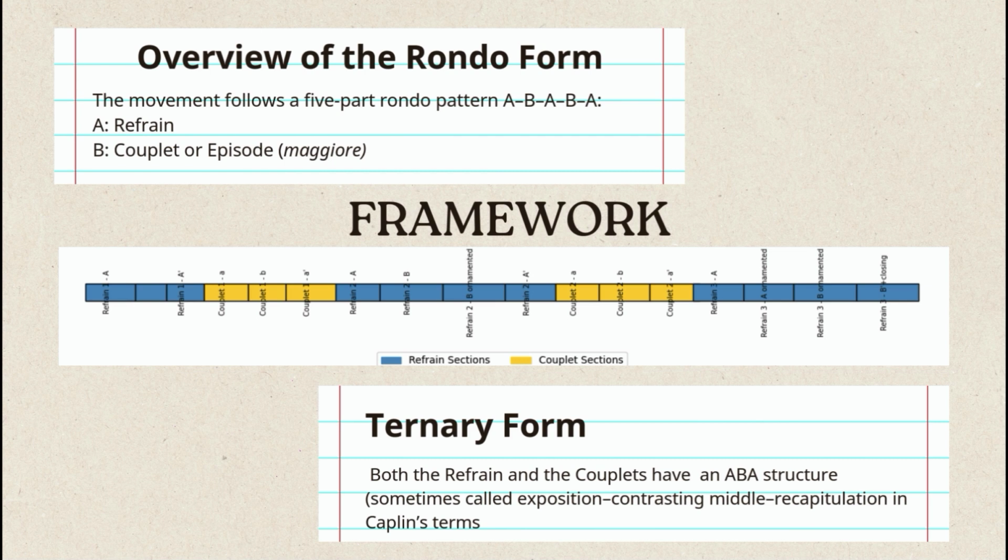According to Kipling's form functional theory, each large section, the refrains and episodes, can be understood as a ternary form within the larger rondo form. In other words, the refrain and the couplets both have an ABA structure, sometimes called exposition, contrast in middle, and recapitulation in Kipling's terms.